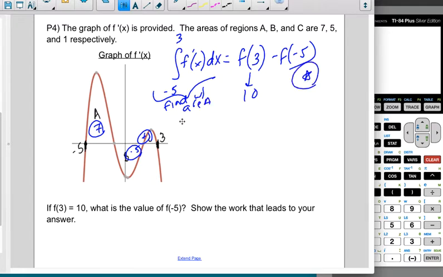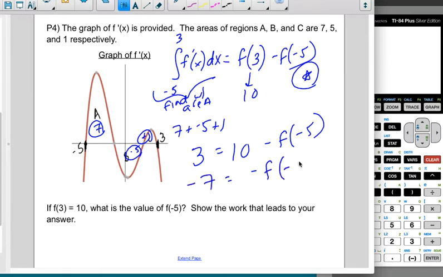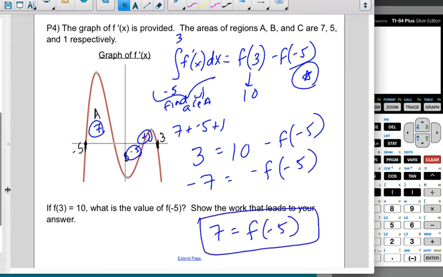So when I use this area, this integral from negative 5 to 3 is 7 plus a negative 5 plus a 1, which I'm pretty sure nets to a 3. And that equals 10 minus the thing I want. So I subtract the 10 over. I get negative 7 is negative f of negative 5. I divide by a negative and get that 7 is f of negative 5. All right, moving on.